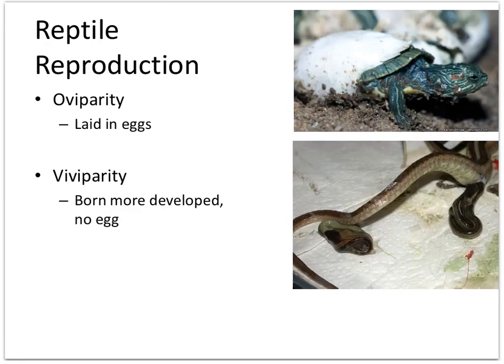Some terms that we often use. A lot of them lay eggs, which is called oviparity. An ovum is an egg, from the word ovum, O-V-U-M. These are the ones that lay eggs, so that's called oviparity, or they're oviparous. Or they can show viviparity, which means they're born alive.